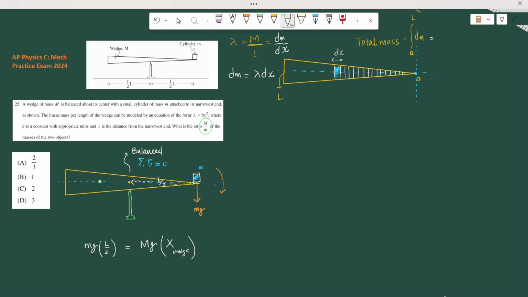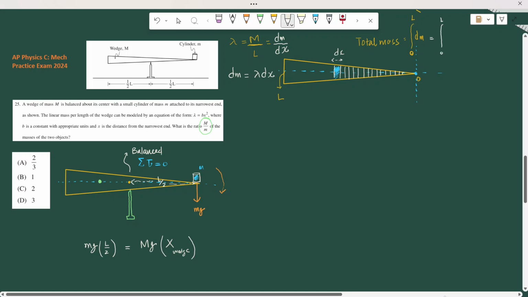So let's apply. Here I will write from 0 to L, and the differential of mass can be written as lambda dx. Now, this will give us the total mass of the wedge. And then the second step will be to find the center of mass of the wedge.